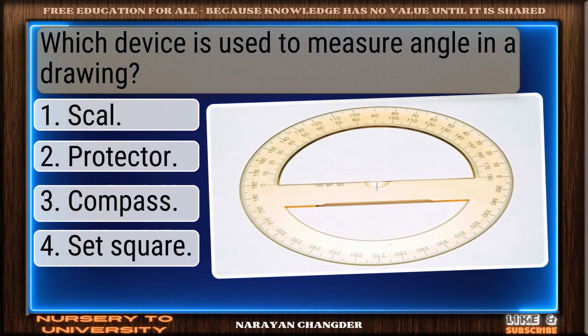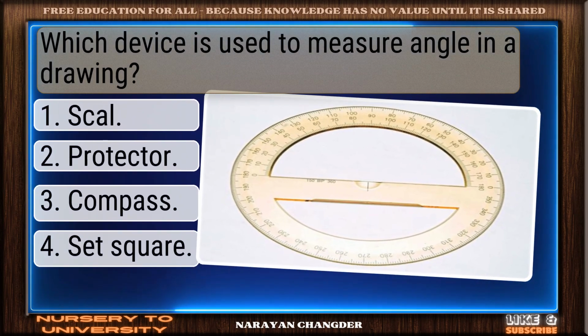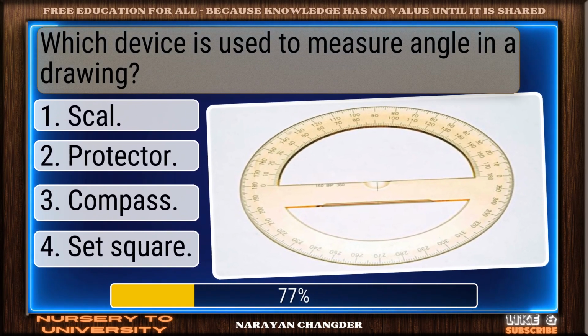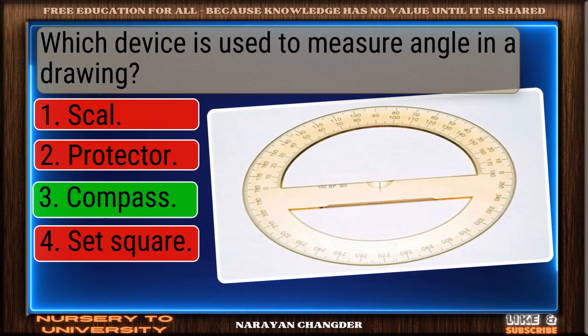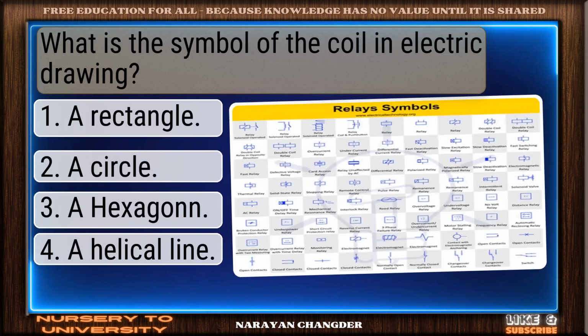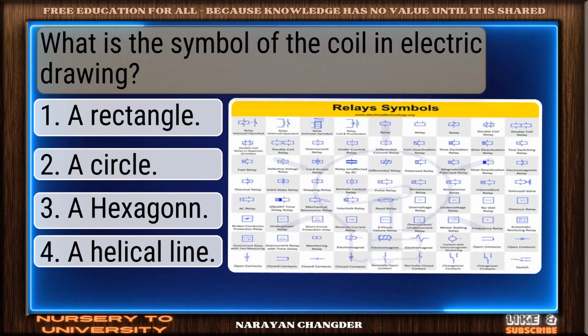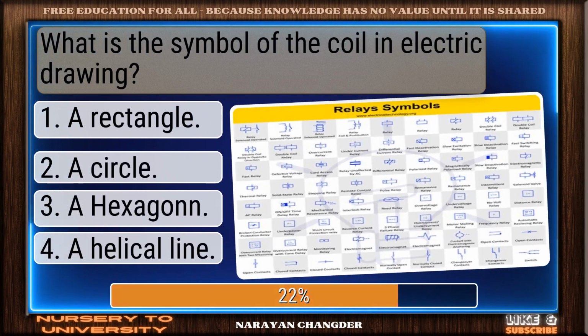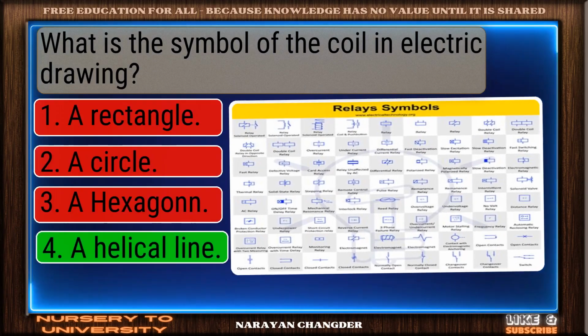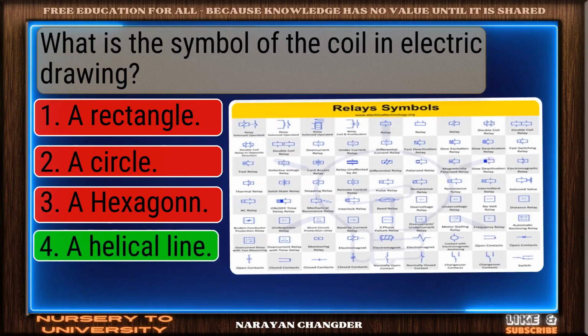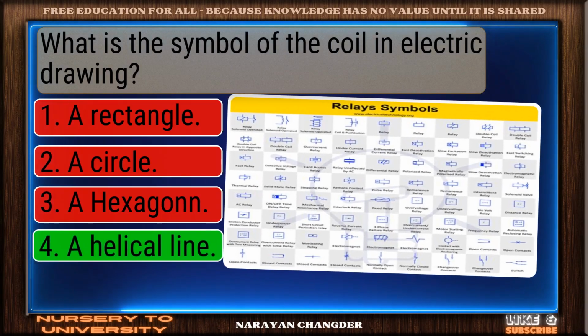Which device is used to measure angle in a drawing? Valid point. Compass is true. What is the symbol of the coil in electric drawing? Good job. Your answer, a helical line, works well here.